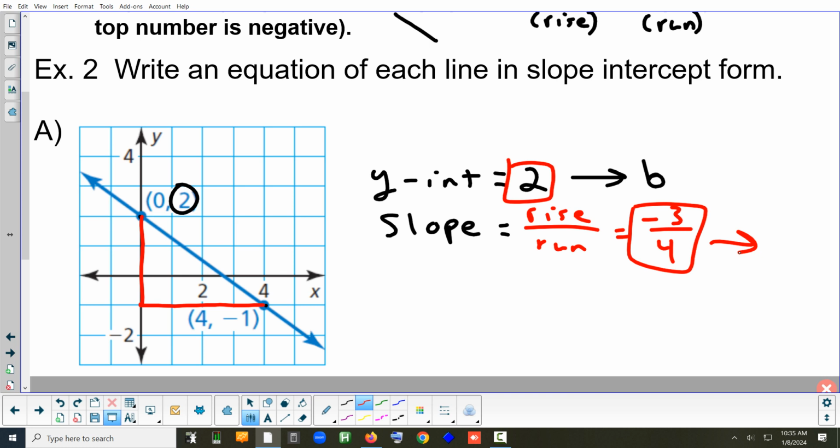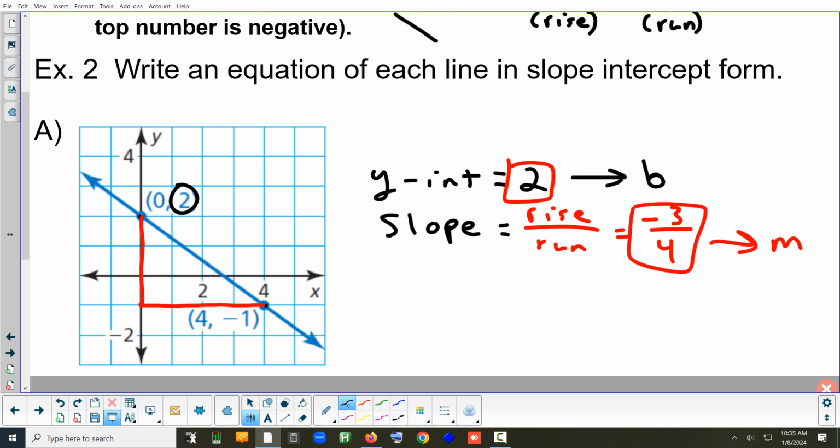Does it matter where you put the negative symbol? Nope, we usually just put it in the top. And what letter is that? The slope. That's the M. Now you figured out the y-intercept and the slope. Now it's just like the last problem.